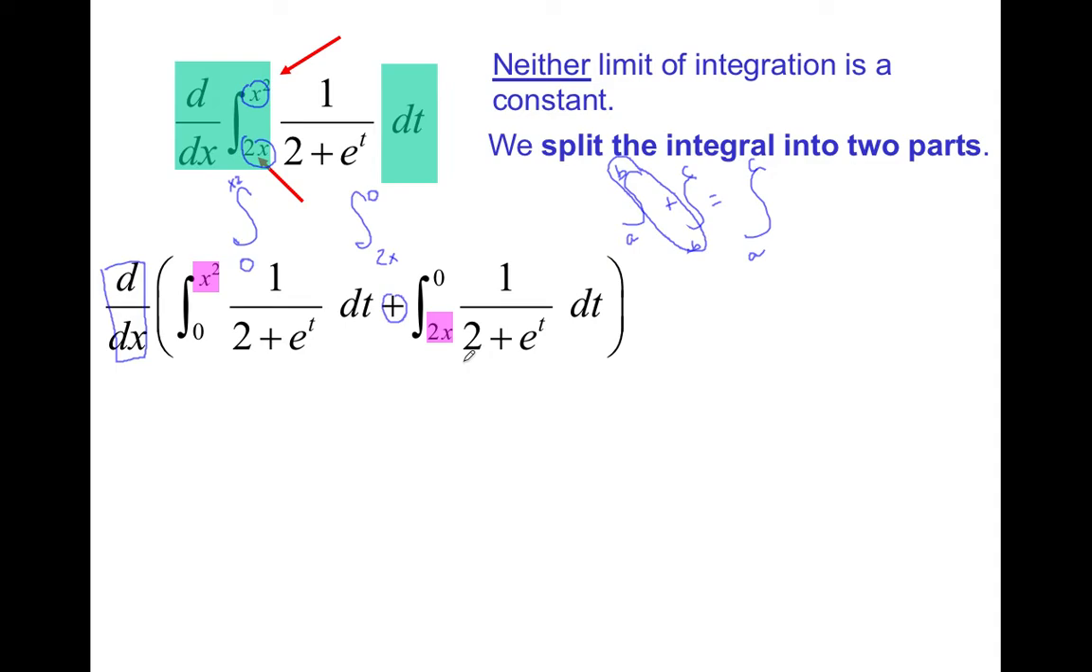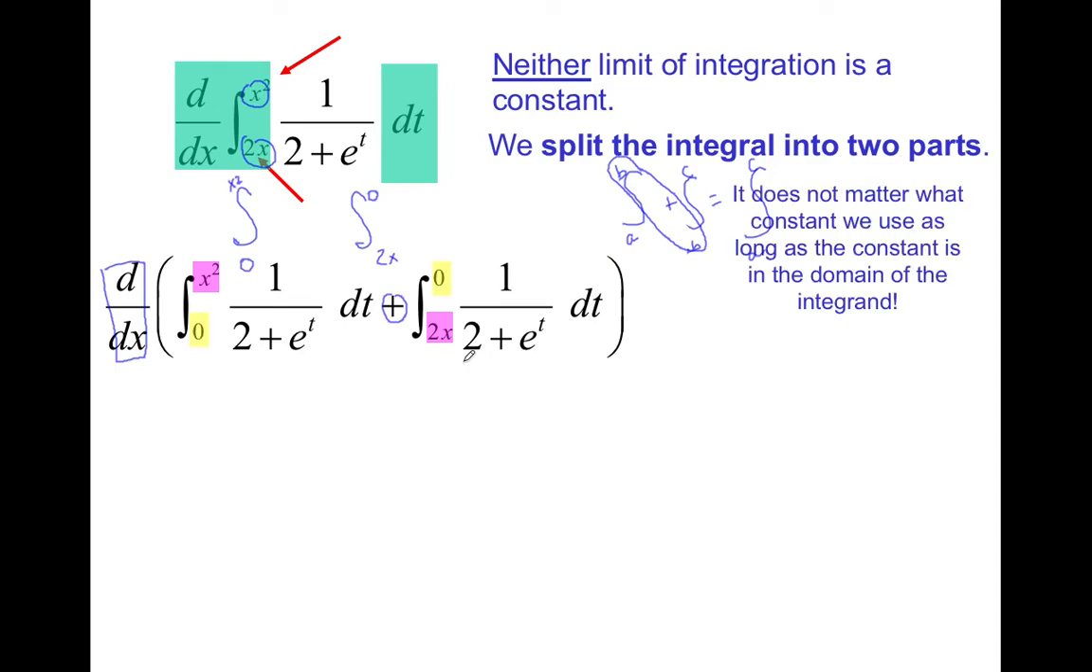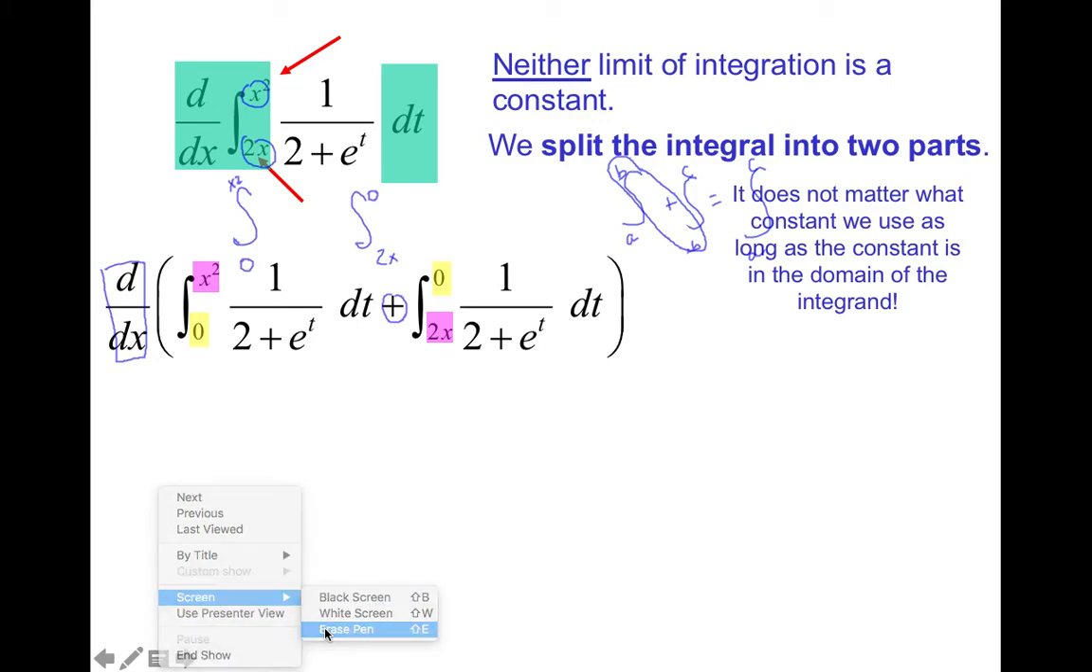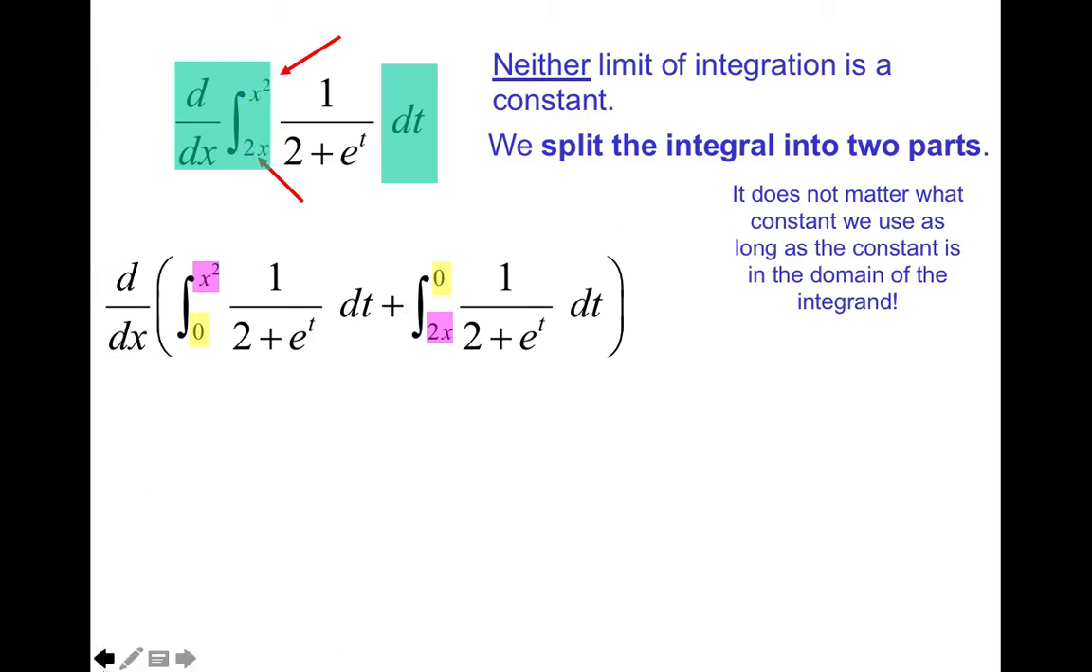Now you might ask me, why did I choose the constant 0? And I'm going to answer you, why not? I'm continuous over all real numbers. If I want to choose to split a domain somewhere, why wouldn't I choose 0? If you want to pick another constant, go ahead, because guess what I'm doing? Taking a derivative, so who cares? It does not matter what constant we use as long as the constant is in the domain of the integrand. And it is.